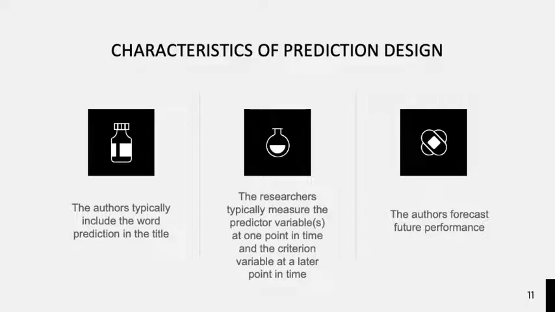So the final characteristic is that the authors forecast future performance. The researchers usually write their intention in the purpose statement or in the research questions. In the justification of the research problem also, they mention their intent to predict some outcome.